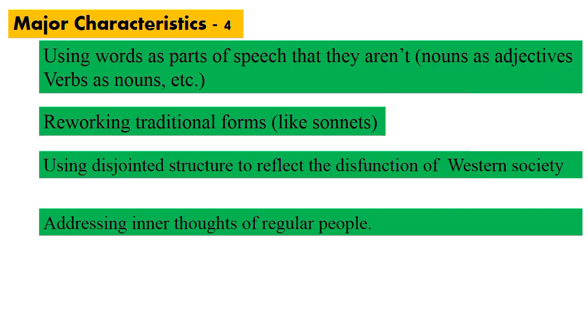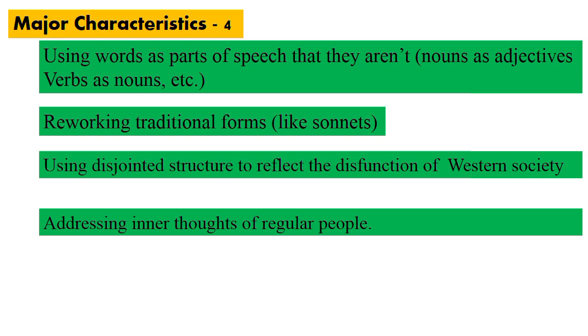Some major characteristics that you'll see in modernist literature: they often will use words as parts of speech that they aren't, such as nouns used as adjectives, verbs as nouns, etc. When we study E.E. Cummings, you'll see that really heavily. Now, Shakespeare did that in his writing, but the English language had really been standardized since that time in the late 1500s and 1600s. And so there had been less innovation with the language itself. But modernist poets wanted to change that.